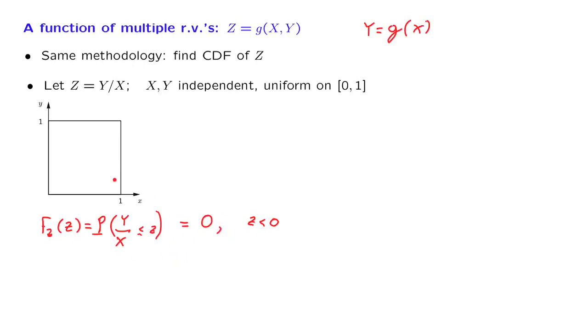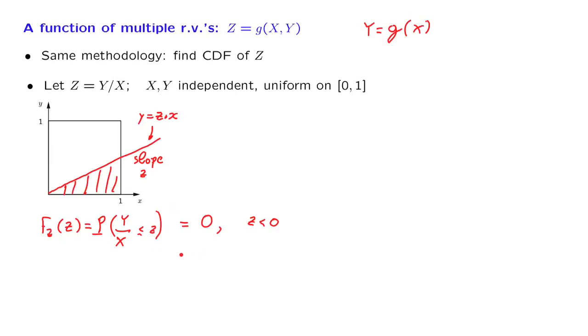Now, suppose that z is a positive number. Let us draw a line that has a slope of little z. Y over x being less than or equal to little z is the same as saying that y is less than or equal to little z times x. This is the line on which y is equal to z times x. So below that line, y is going to be less than or equal to z times x. So the event of interest is actually this triangle here.